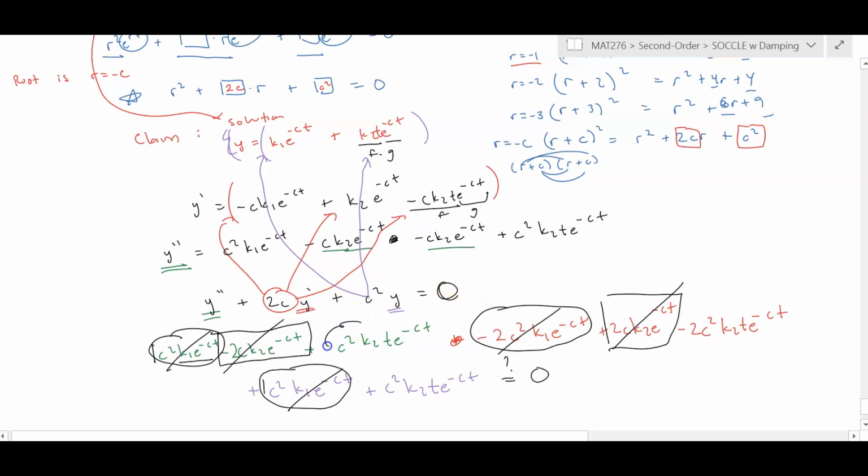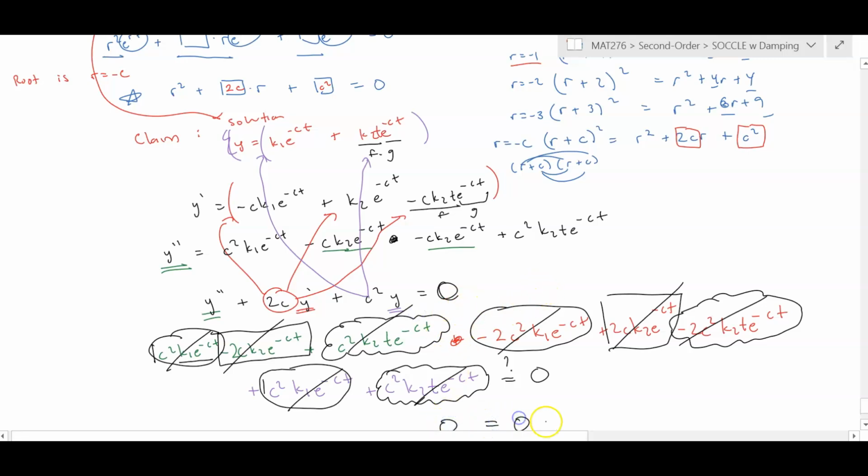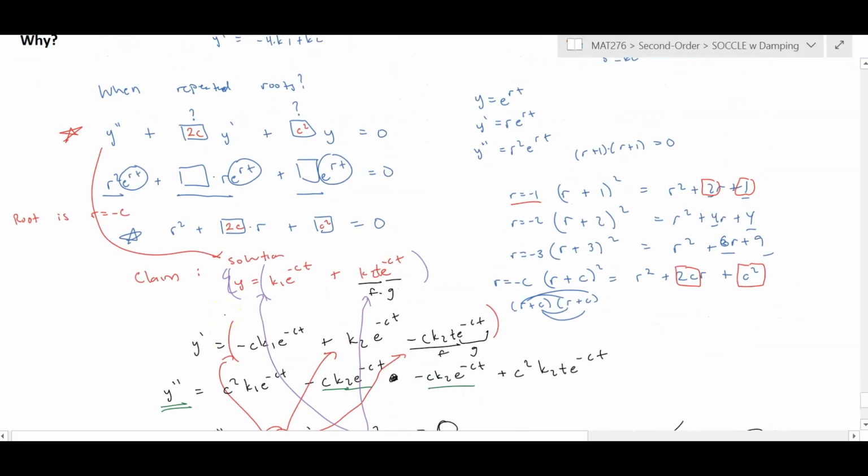Finally, here I have a c squared k2 t e to the negative ct. Here I have another c squared k2 t e to the negative ct, but here I have minus 2 of those c squared k2 t e to the negative ct's, and guess what? Those cancel out, and on the left-hand side we have 0, and 0 equals 0 is a true statement. Therefore, our claim that when we have repeated roots, this is the general solution is in fact valid.